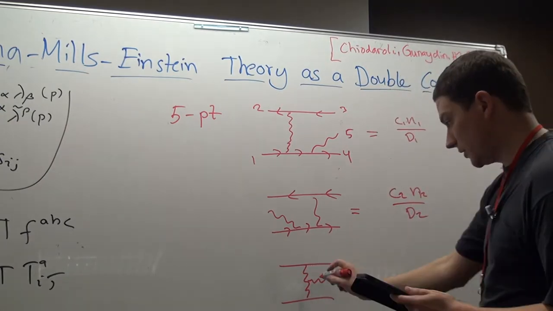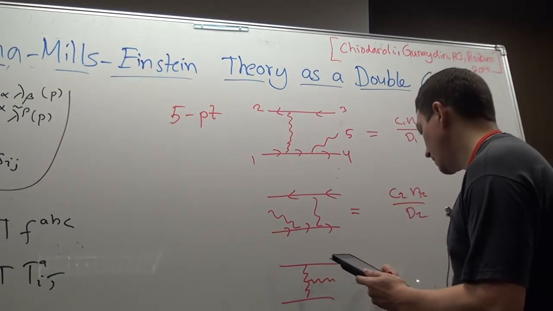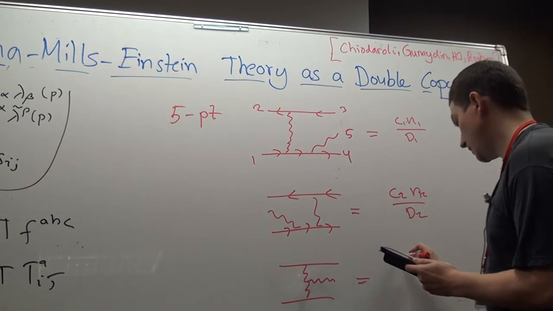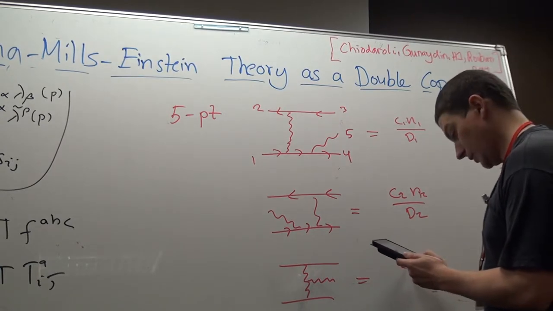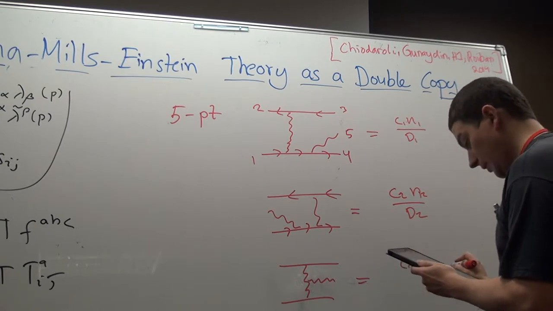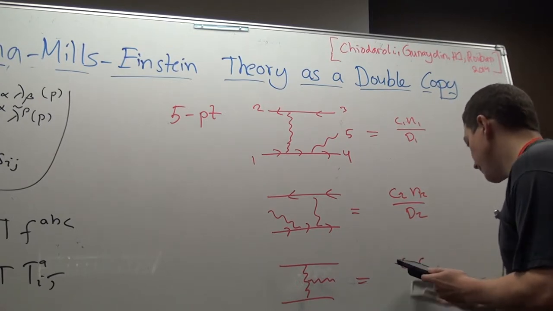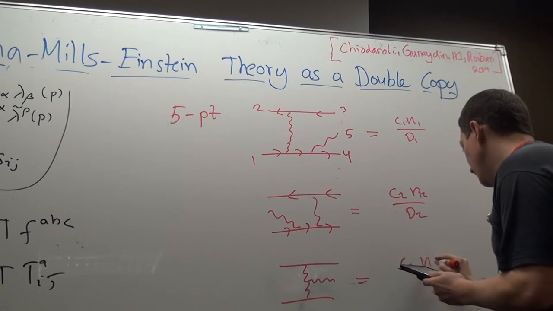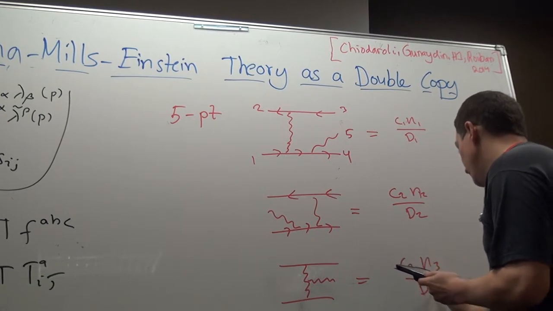So this is going to have 3 gluon interaction. This is going to be, let me call it just C3, and N3 over D3.